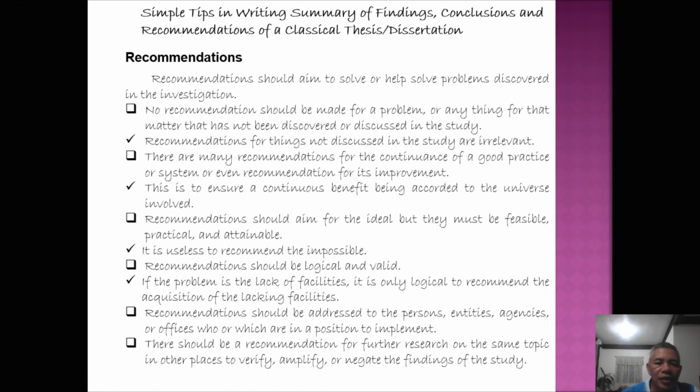Okay, so these are the simple tips in writing summary of findings, conclusions, and recommendations of a classical thesis or dissertation involving the use, of course, of quantitative research methodology.